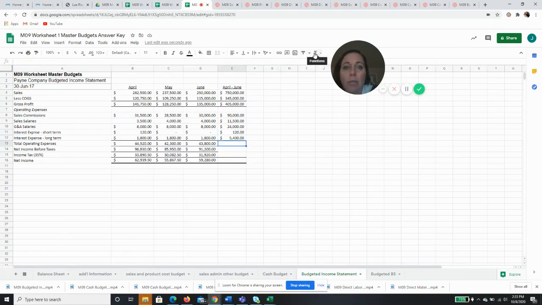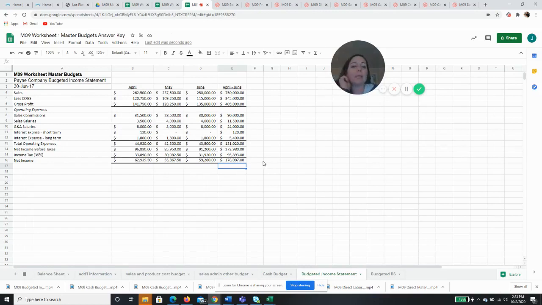So my total operating expenses for the quarter are going to be $131,250. My net income before taxes will be my gross profit minus my operating expenses or my period costs, $273,980. If I multiply that by 0.35, I get taxes of $95,893. And if I take my net income before taxes and subtract my taxes, I get $178,087.